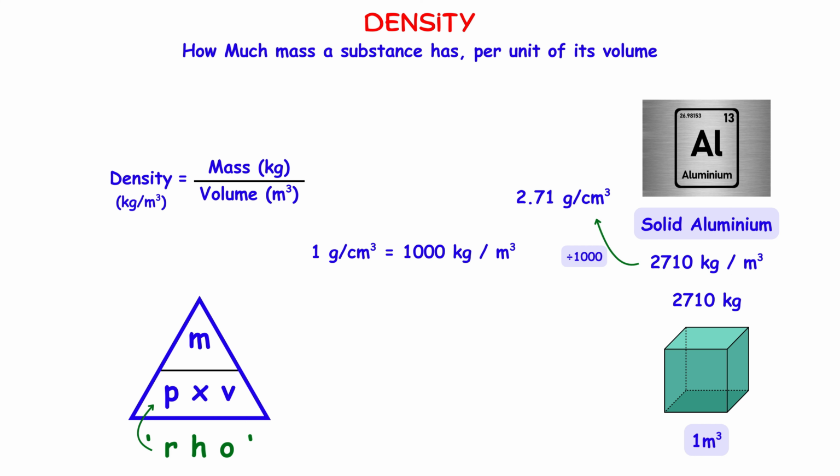Although kilograms per cubic meter is the standard unit in physics, density can also be measured in grams per cubic centimeter, a unit commonly used in other contexts. To convert between these units, remember that 1 gram per cubic centimeter is equal to 1,000 kilograms per cubic meter. So, aluminium's density could also be expressed as 2.71 grams per cubic centimeter.